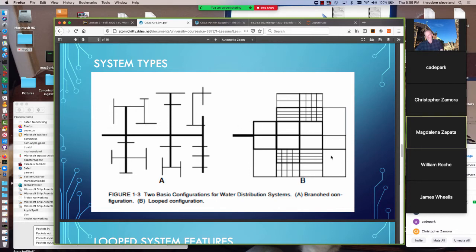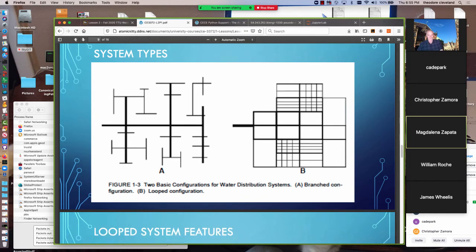Whereas in a loop system, as long as there's at least some demand at any point in here, water's always moving through the system, albeit quite slowly, but it never stagnates. And fortunately, this is human-built stuff, so there are always leaks, so there's always water moving through a loop system.